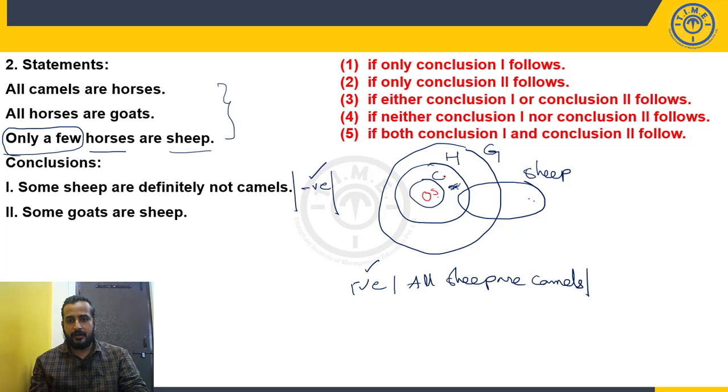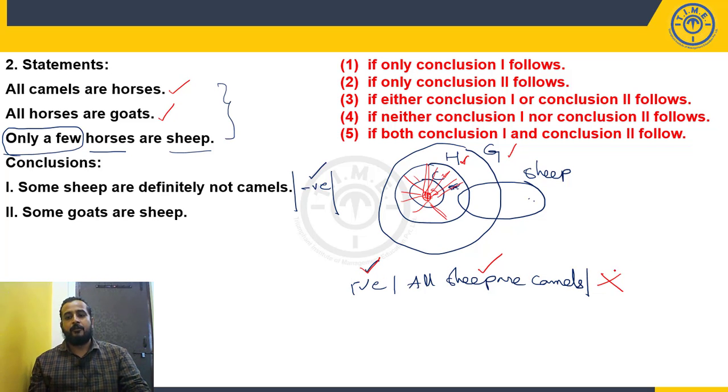All camels are horses. Yes, it holds true. All horses are goats. Yes, it holds true. In the diagram, only a few horses are sheep. Yes, only this part of the horses are sheep and this part is outside the sheep. So still it holds true. So the complementary is true. Once the complementary is true, this negative is not true in all the cases.